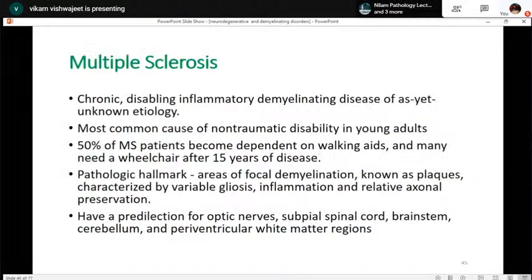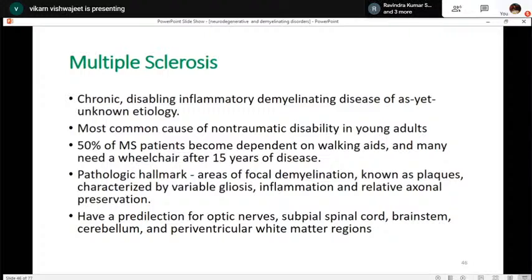So coming to multiple sclerosis, it is a chronic disabling demyelinating disease of unknown etiology. It is the most common cause of non-traumatic disability in young adults. Approximately 50% of MS patients become dependent on walking aids, and by the end of 15 years, many require a wheelchair.